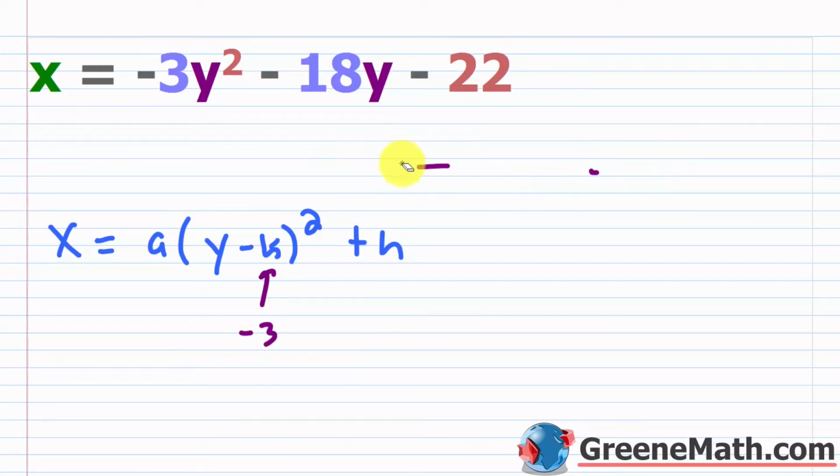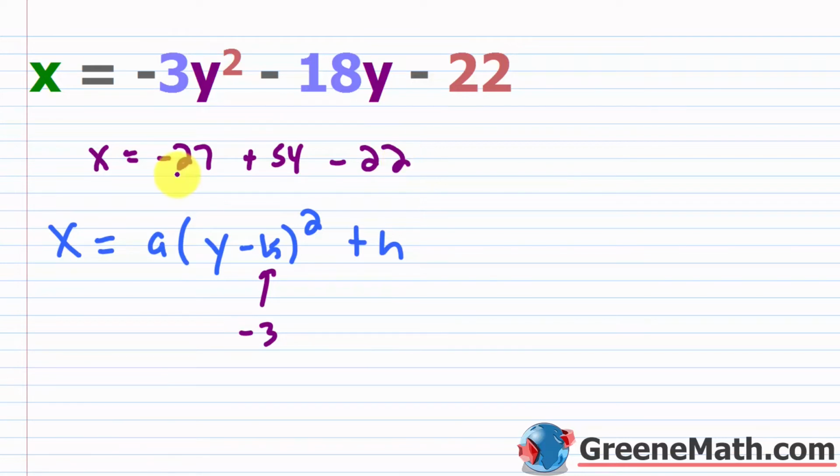Now, to find h, again, I'm just going to plug in a negative 3 for y. So negative 3 squared is going to give me 9. Negative 3 times 9 would be negative 27. So let's say that x equals negative 27. And then negative 18 times negative 3 is 54. So let's go ahead and put plus 54 here, and then minus 22. So if I did negative 27 minus 22, I'd get negative 49. And if I add 54 to that, I'm going to get positive 5. So this h here is going to be 5.